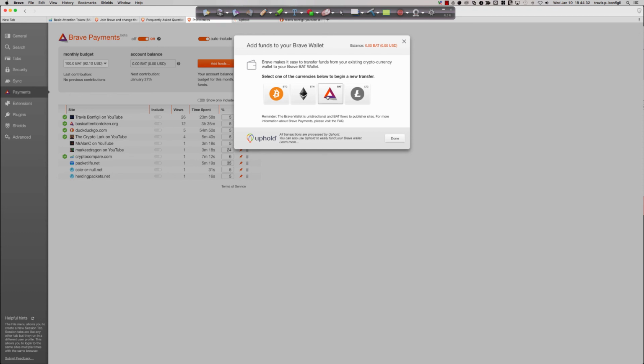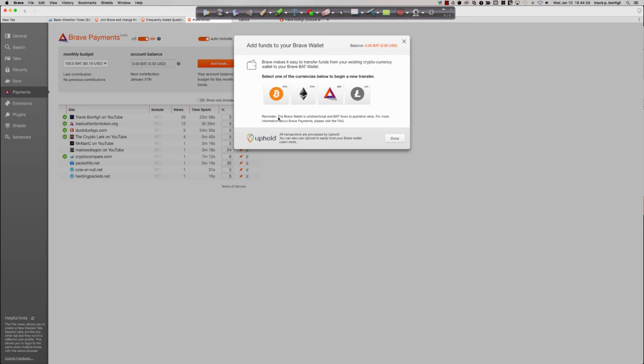So again, if you're out on one of the exchanges, you're not going to find the basic attention token on a Coinbase or, trying to think of the other one, itbit or something like that. You're going to have to go out to like a Bittrex, a Binance, some of the alt token exchanges is where you can get the basic attention token.